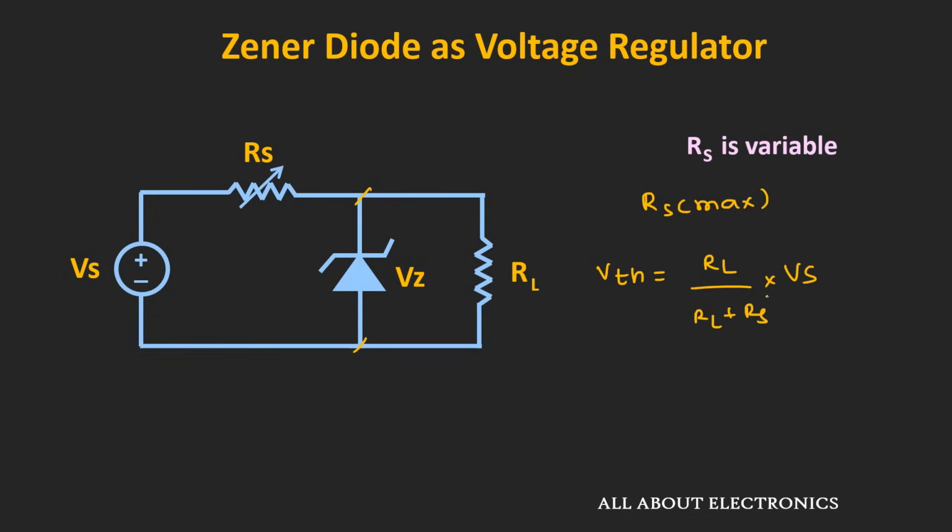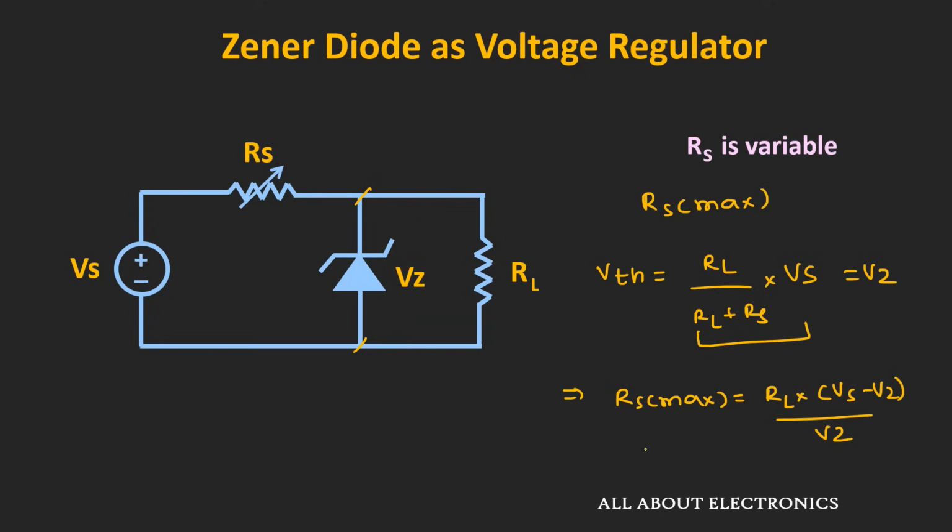Now if you observe over here, as we increase the value of Rs, the Thevenin's equivalent voltage will reduce. But this voltage should be at least equal to the Zener voltage, such that the Zener diode will not come out of the breakdown region. And from this we can find the maximum value of this Rs. So if we equate this term with Vz and rearrange it, then the maximum value of this series resistance Rs will be equal to RL times Vs minus Vz divided by Vz.